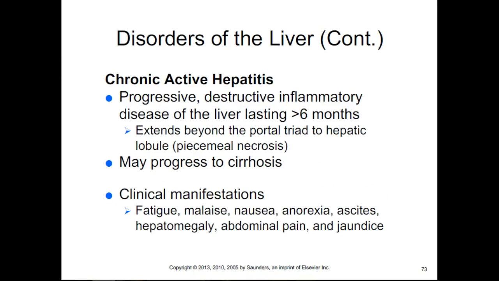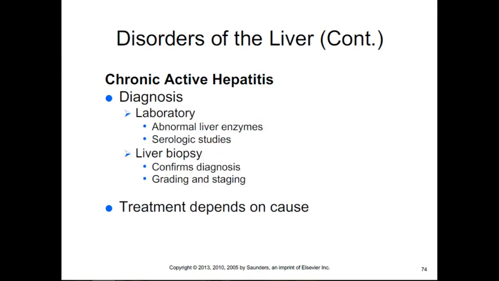Chronic active hepatitis is a progressive and destructive inflammatory disease of the liver lasting greater than 6 months, extending beyond the portal triads to the hepatic lobule, right? So we call it piecemeal necrosis. So it's going to go piece by piece necrosing, right? And it can progress to cirrhosis. So some of the clinical manifestations of this disorder are fatigue, malaise, nausea, anorexia, ascites, hepatomegaly, abdominal pain, and jaundice.